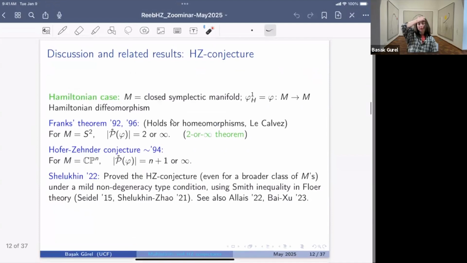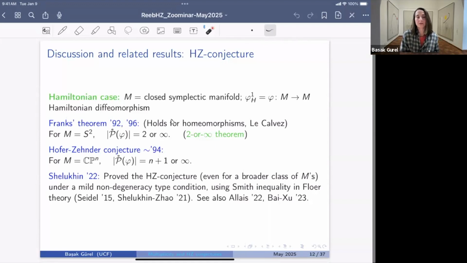Now, what do we know in terms of past results on the HC conjecture? Of course, what we know mainly is in the Hamiltonian case. So this story starts, let's for a second go to Hamiltonian world. We have a closed symplectic manifold and a Hamiltonian diffeomorphism. This story starts with Franks' theorem.